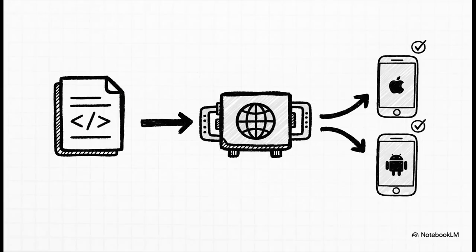Pretty cool, right? You know, a really great analogy is to think of it like a universal translator. You write your app's instructions in one language, and the hybrid framework translates it on the fly so that both iOS and Android understand it perfectly. The end result? A smooth, consistent experience for all your users, no matter what phone they're using.